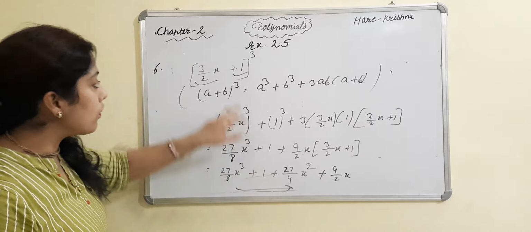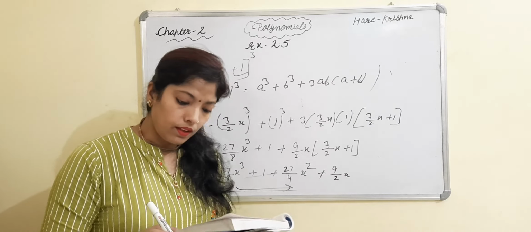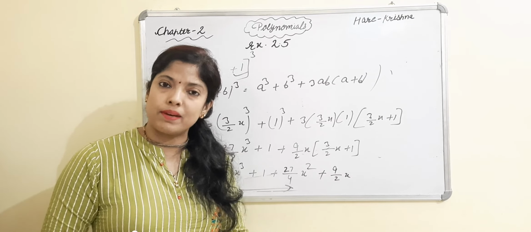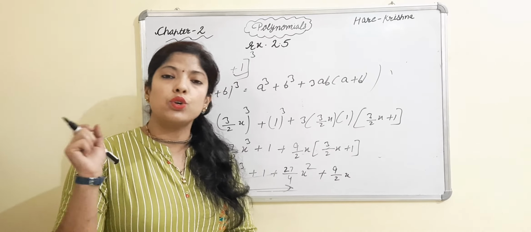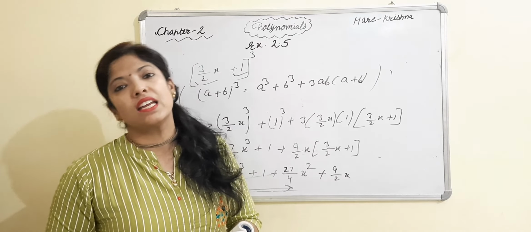This is the expand form of (3 by 2x + 1) cube. And the next part, (x − 3 by 2y) cube. This is same as (a − b) cube. So you have to use the identity (a − b) cube and you can solve this sum very easily. That's it.